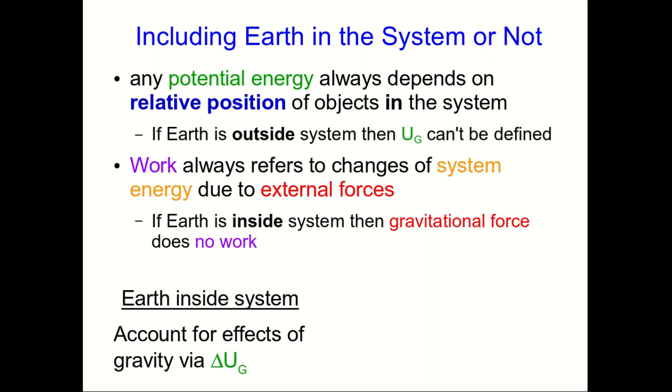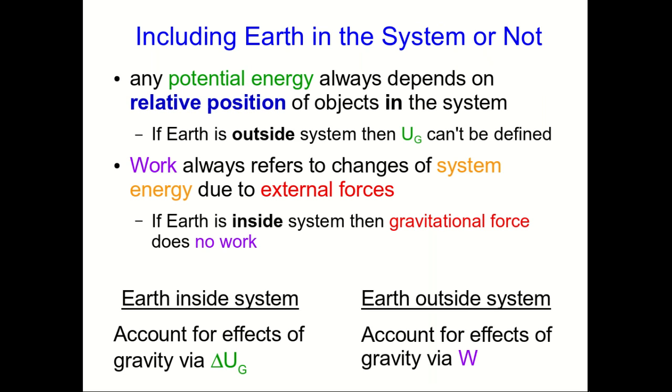Either the Earth is inside your system, in which case you account for effects of gravity by looking at the gravitational potential energy, or the Earth is outside your system, in which case you account for the effects of gravity by calculating the work done by gravitational forces. You can do either one of these. The important point is that you must never do both, because if you do that, you'll be double counting gravity.